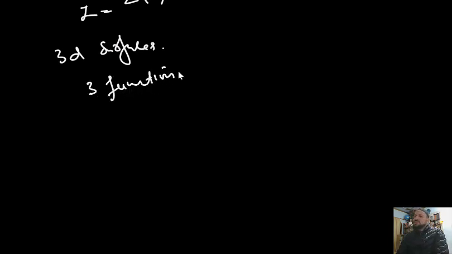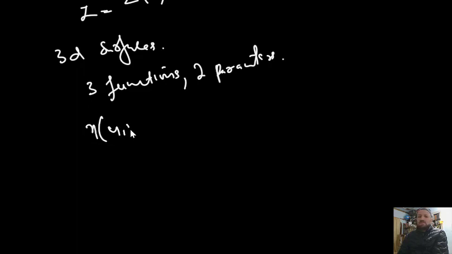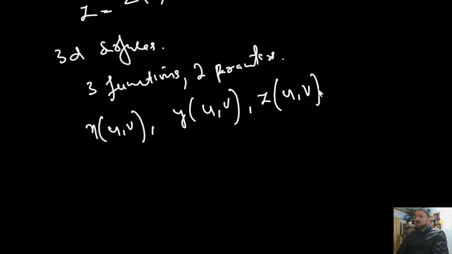But for 3D surfaces, we will have two parameters. We will definitely have three functions because now z will come up. So we have three functions but two parameters: x of u comma v, then y of u comma v, so two parameters, and z of u comma v.